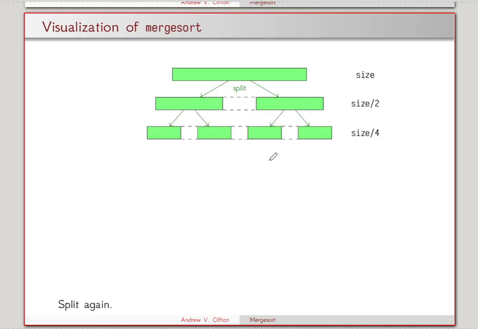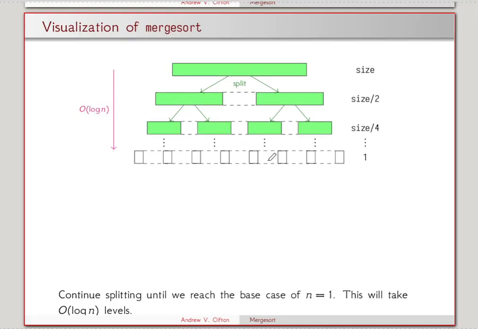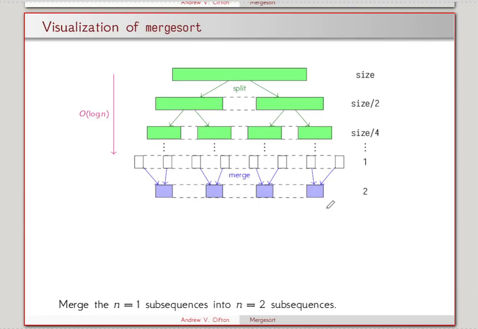Then we split those in half again, so now we have 4 things of size n over 4. And you just keep doing that until eventually you get down to size 1. So this takes me log of n many levels to get down to the point where my size is 1. 1 is my base case, so that's where I'm doing that copy from the input into the output there. And then I can start merging.